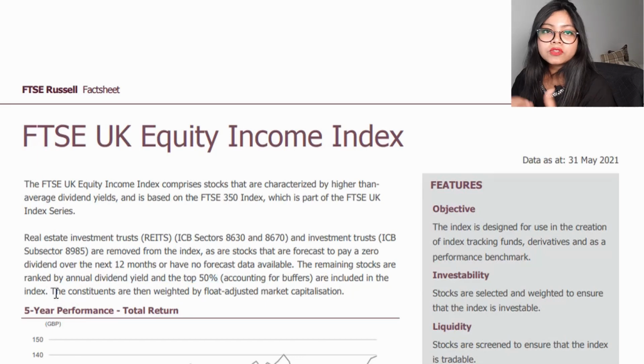So they're going to rank all 350 companies, excluding the ones we have just said, by dividend yield. So if one of the companies is paying out 8% dividend yield, and that's the highest, it will be ranked at the top. And then they're going to take the top 50% of those companies and make it into an index. So we're really getting pure large cap, high dividend yield companies in this index.